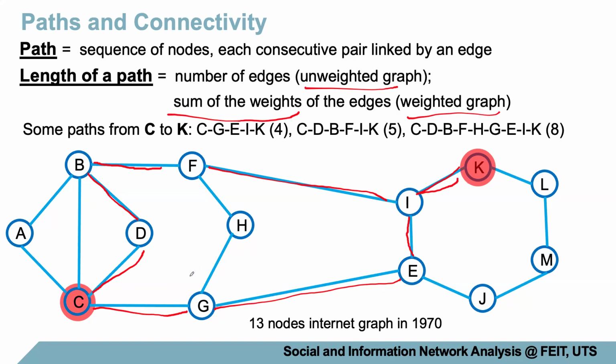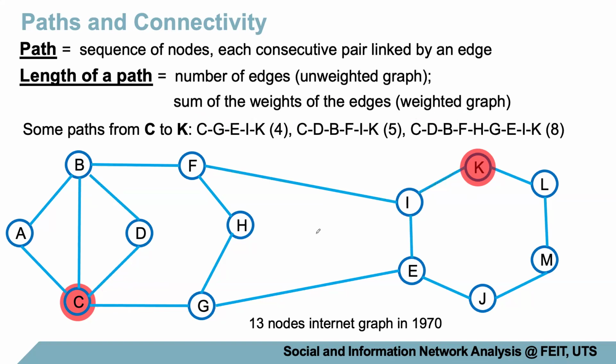And also, of course, there is another even longer path, from C to D, D to B, B to F, F to H, H to G, to E, to I, then to K. 1, 2, 3, 4, 5, 6, 7, 8. This is the longer path, of length 8.